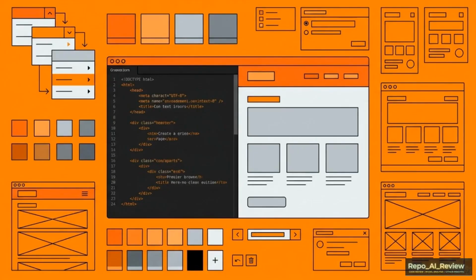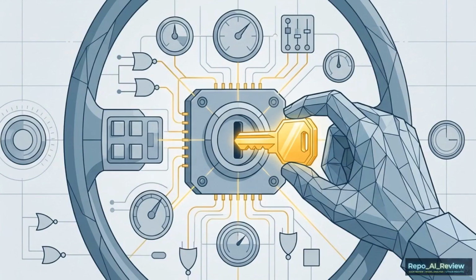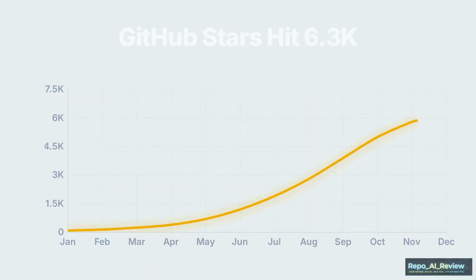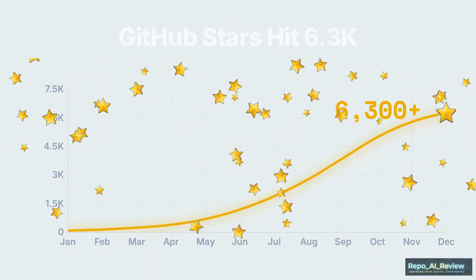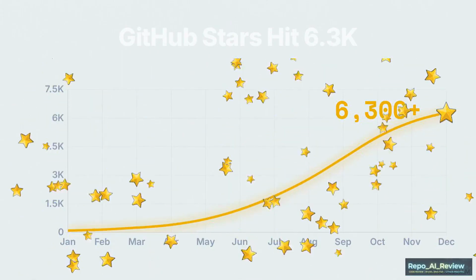Enter Open Design. It takes that exact same artifact-first mental model and opens it up. It's a local-first, bring-your-own-key workflow that lets you drop your own agent into the driver's seat. The project has already accumulated over 6,300 stars on GitHub. In the open-source world, that many bookmarks suggest a large audience is actively looking for an exit from vendor lock-in.